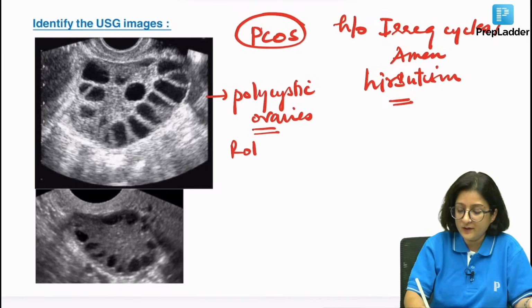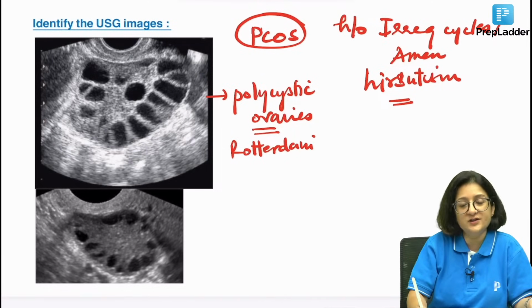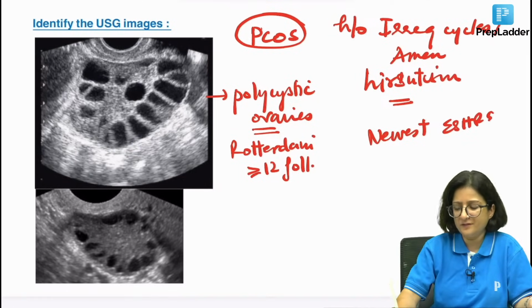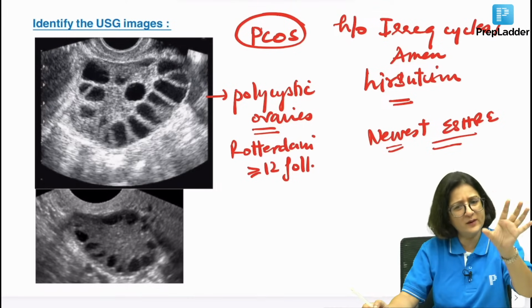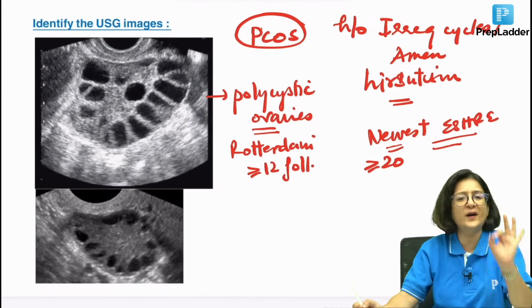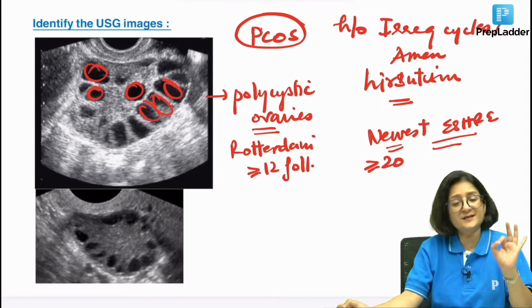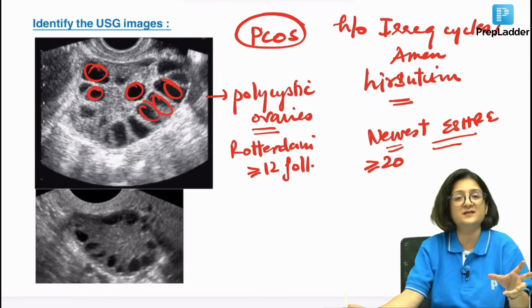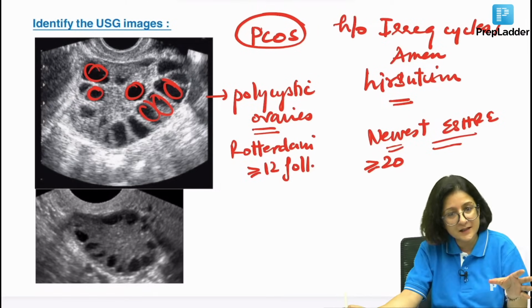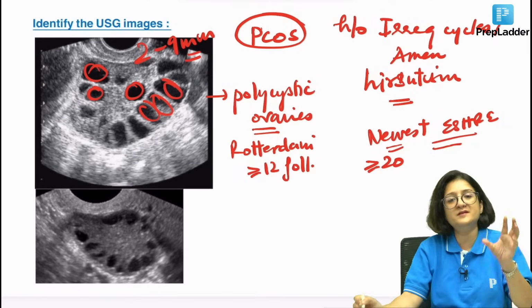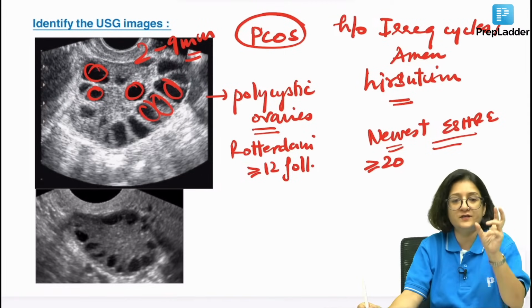According to the Rotterdam criteria, originally they said more than or equal to 12 follicles. But the newest ESHRE criteria, forget what ESHRE means, but the newest criteria is more than or equal to 20 follicles. So we have to count these follicles. Please remember, these are not cysts. You will not find cysts in the ovaries. I keep telling you again, these are 2 to 9 mm measuring follicles which are counted.